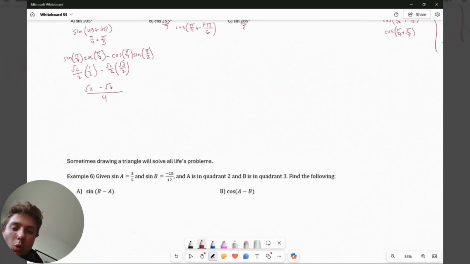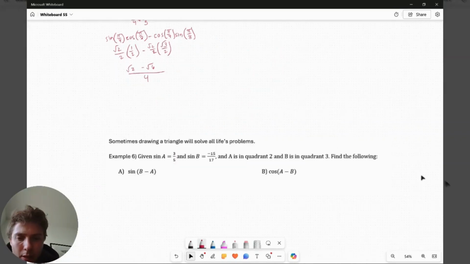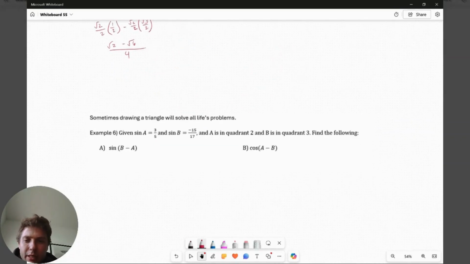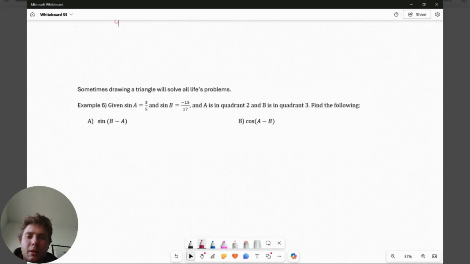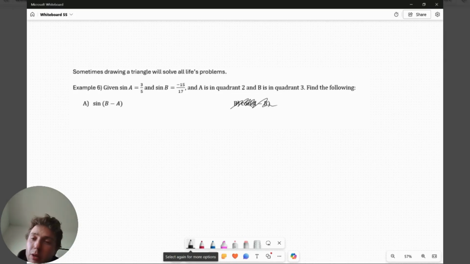Lastly, let's go ahead and look at one more thing before we wrap up this video. Looking at number 6 here, this one reads that it's given sine of an angle A and sine of angle B. And angle A is in quadrant 2, angle B is in quadrant 3, find the following. And we're just going to look at the first one here. We're not necessarily going to look at this one. Let's use this space, though, for our diagrams. Notice at the top it does say sometimes drawing a triangle will solve all of life's problems. I know some of you don't agree with that, but it does actually make math a whole lot easier.